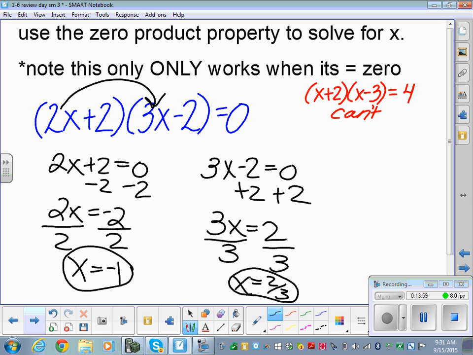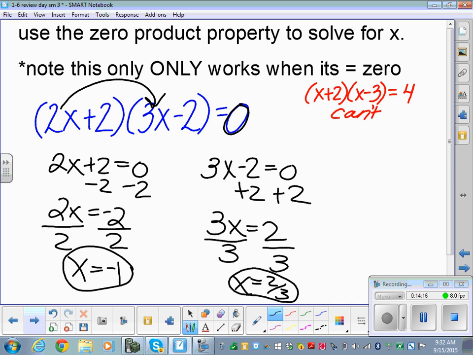Okay. Now, notice this, guys. This is actually a problem on one of the worksheets I noticed, and a lot of you didn't know. And I've never stated it, so it's not your fault. It's mine for not saying it. The only time you can actually split these up and set them equal to 0 and solve is if it's equal to 0.